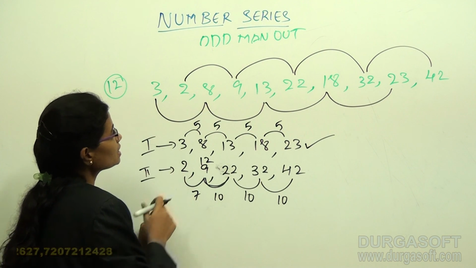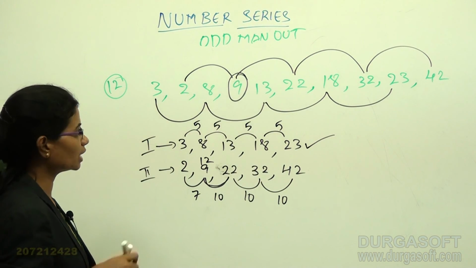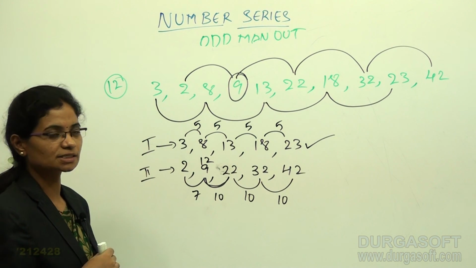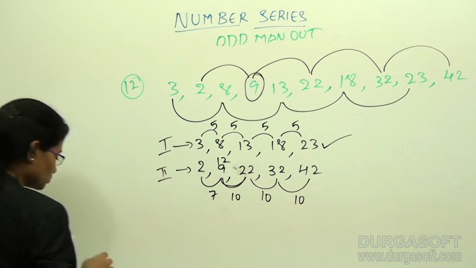So 9 is the number which is not following the series, the odd man out. So for this problem, 9 will be our odd man out. Let's move to the next one.